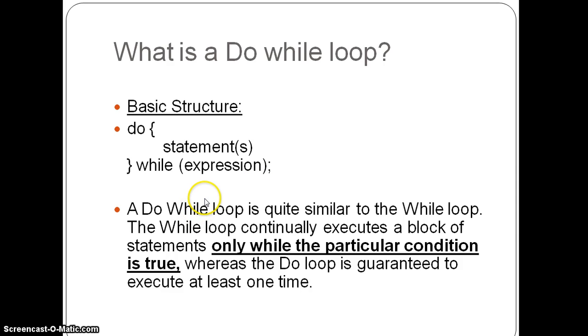So basically the do while loop is quite similar to the while loop. The while loop continually executes a block of statements while a particular condition is true, whereas the do while loop is guaranteed to execute at least one time. The do while loop is an easier loop to use than the while loop because it's structured in a way that makes the programmer more inclined to understand what's going on.